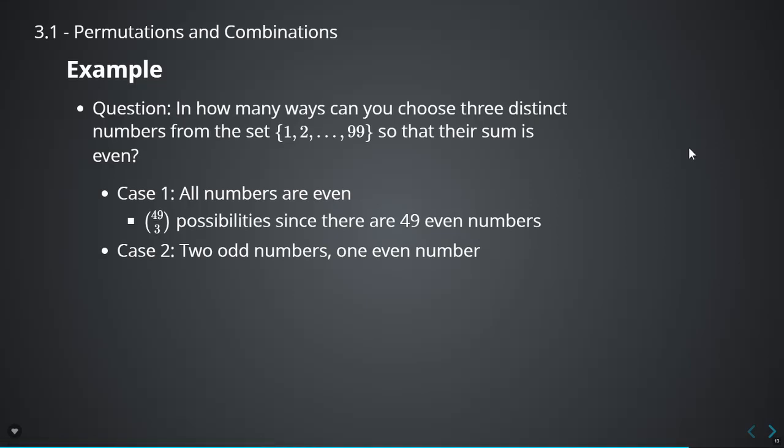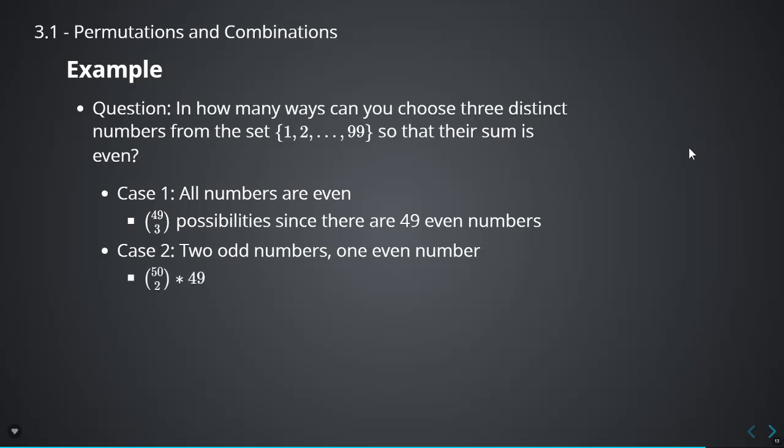It's going to be 49 choose 3, because there are 49 even numbers. Remember, you don't care about the order. You only care about the 3 even numbers, and because there are 49 even numbers, it's 49 choose 3. So that's the first case. And you can also have the second case, when you have 2 odd numbers and 1 even number, because that will also add up to an even number.